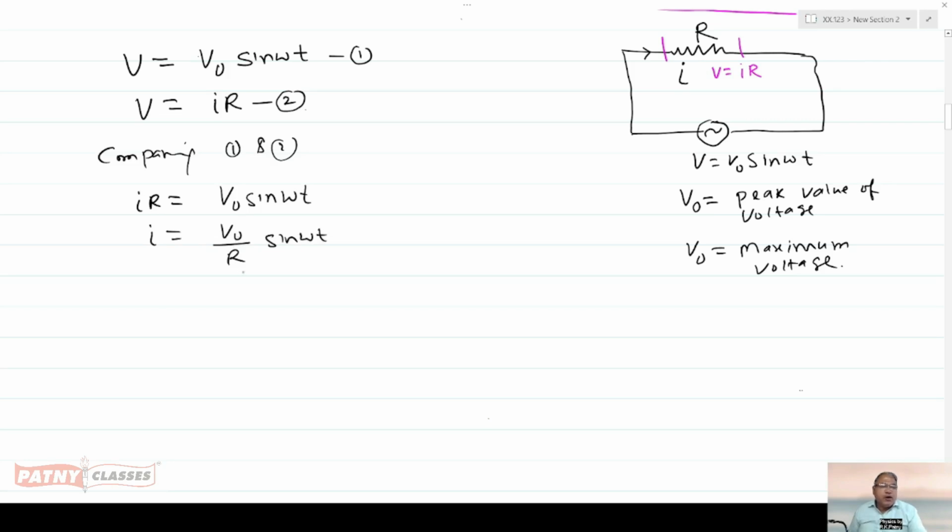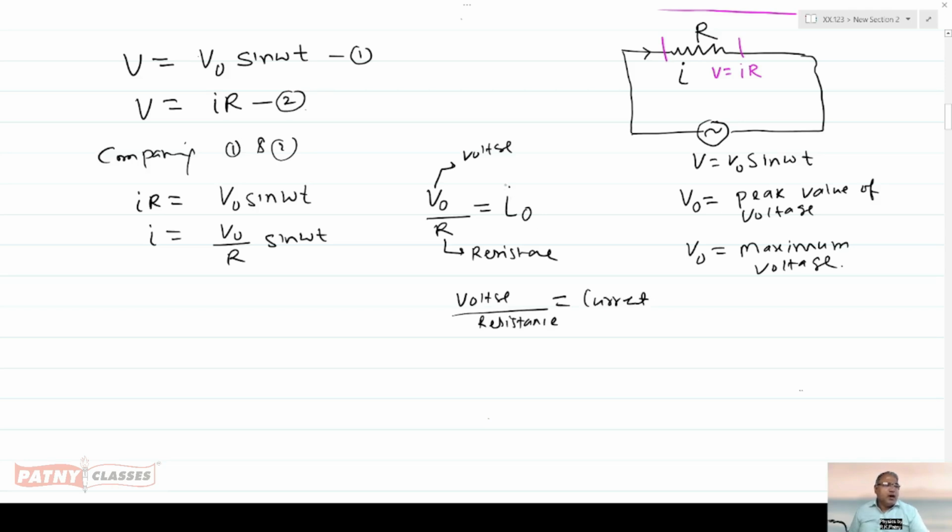Now, V naught upon R: V naught is a constant, R is also constant. Therefore, V naught upon R is a constant. So let us denote it by I naught. Why I naught? Because V naught is the voltage and R is the resistance. According to Ohm's law, voltage upon resistance equals current. Therefore, I denote it by I naught here. What can I write now? I equals, instead of V naught upon R, I naught sin omega t.